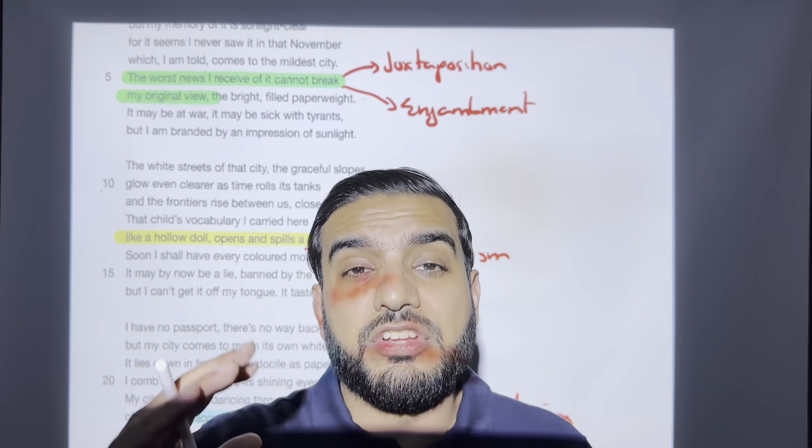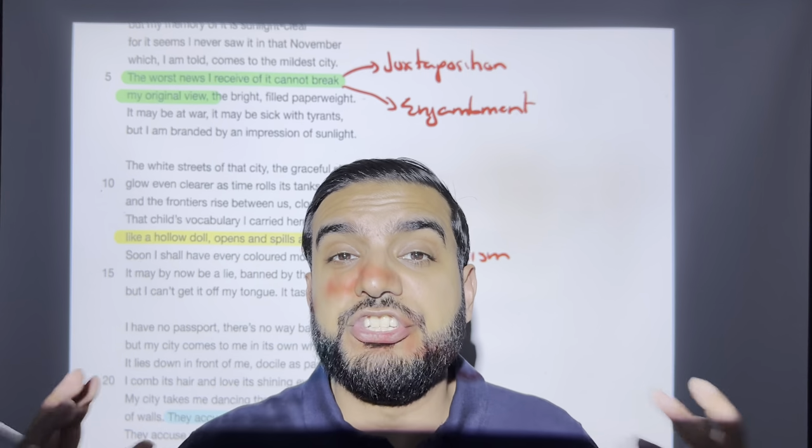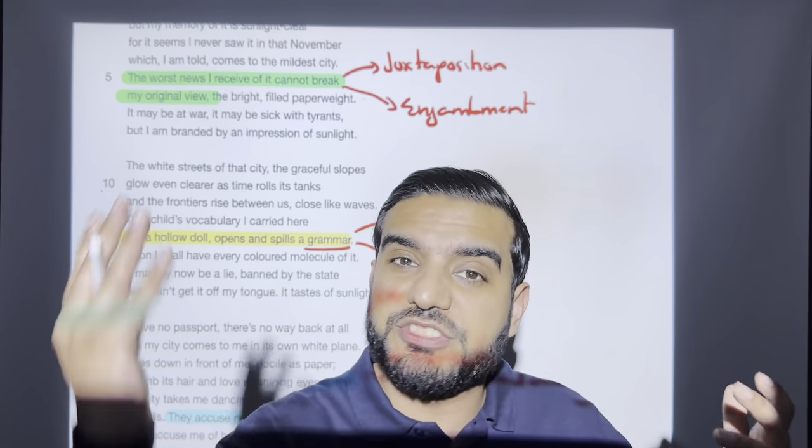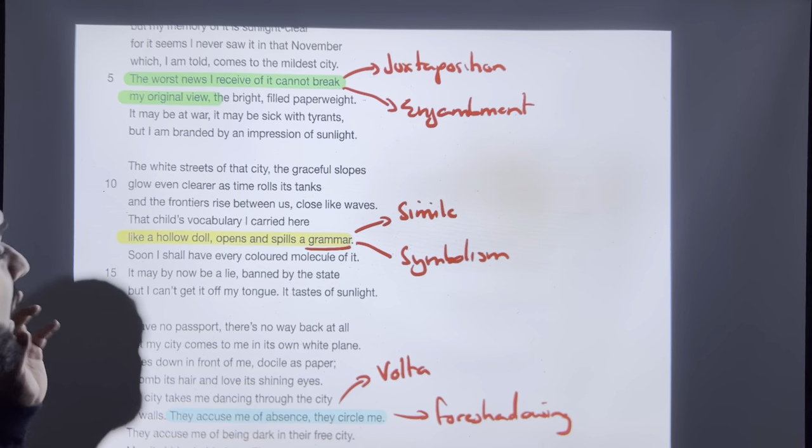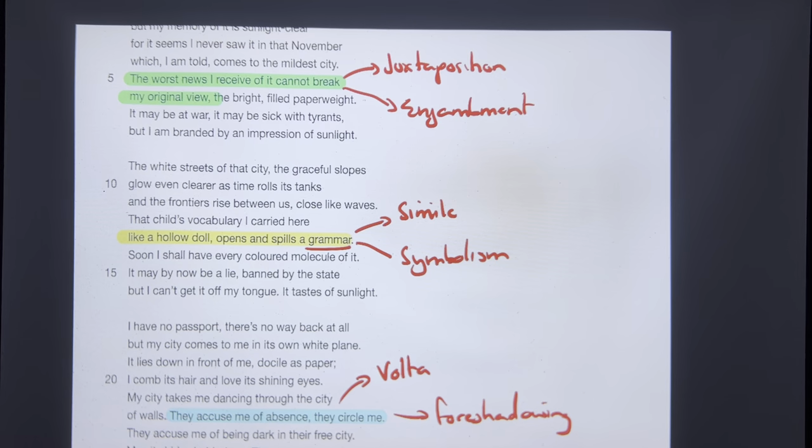And that's why it's the volta, it's the shift. It's like a wake-up call. She's realizing that her memory must die. Her memory must fall of the land that she once had. And guys, that is how you want to view the poem Emigre in a nutshell.